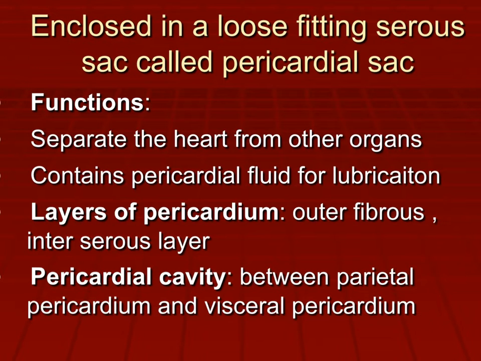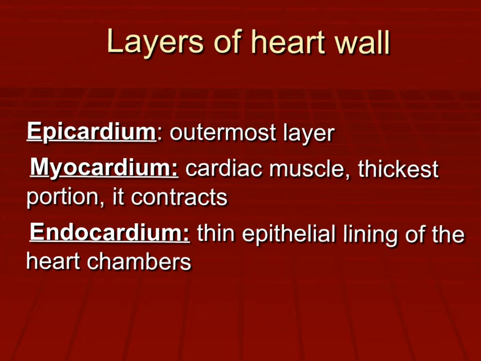So the heart is enclosed in a sac called the pericardial sac. It separates the heart from the rest of the organs. It has fluid within it, and this helps to lubricate the heart. The pericardial cavity is that cavity where the heart sits. The layers of the heart: the endocardium is the thin layer lining the heart chambers. The myocardium is the heart muscle itself, and the epicardium is the outermost layer.